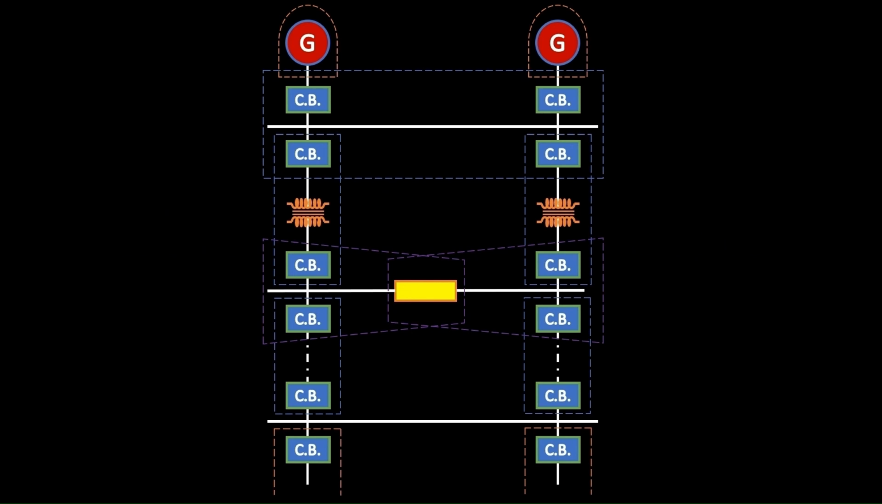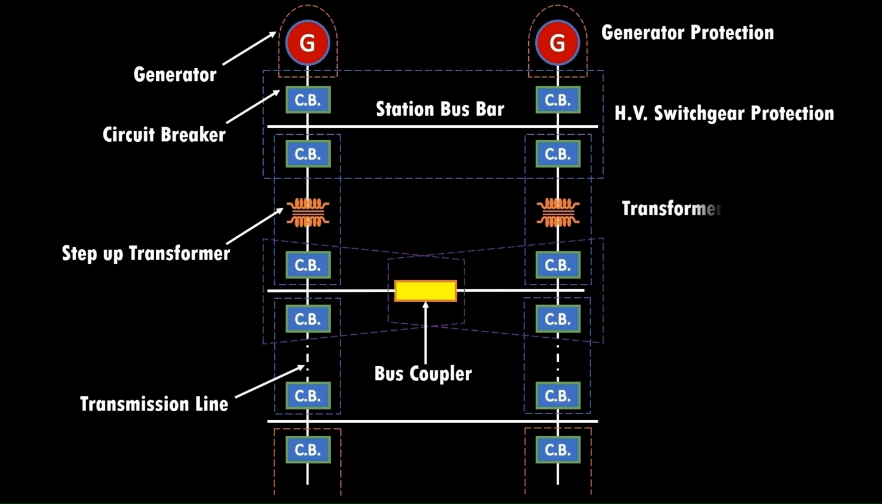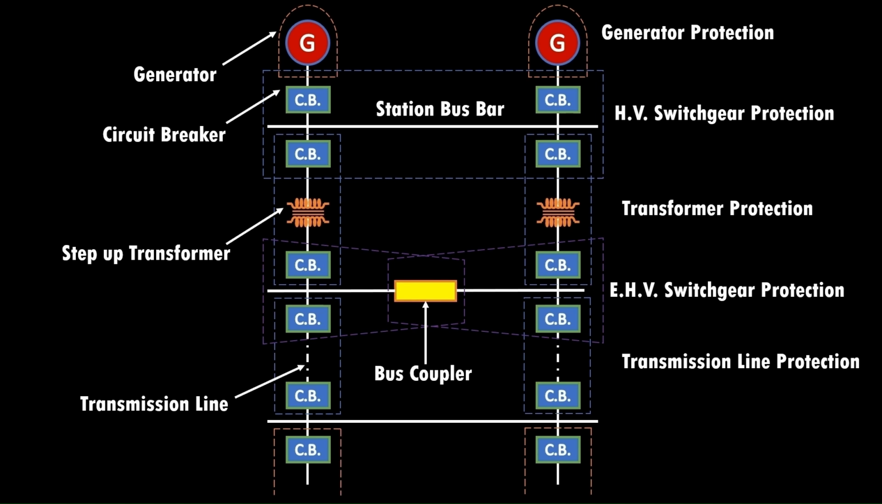Power system consists of generators, transformers, busbar, transmission and distribution lines, etc. There is a separate protective scheme for each element of power system, like generator protection, transformer protection, transmission line protection, etc. That means we can say that power system is divided into number of zones for protection.